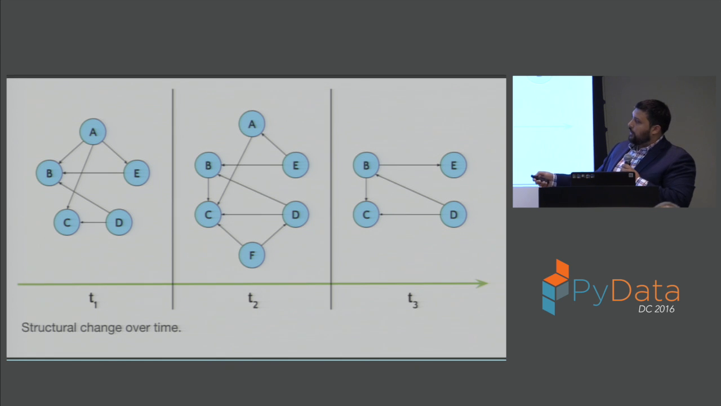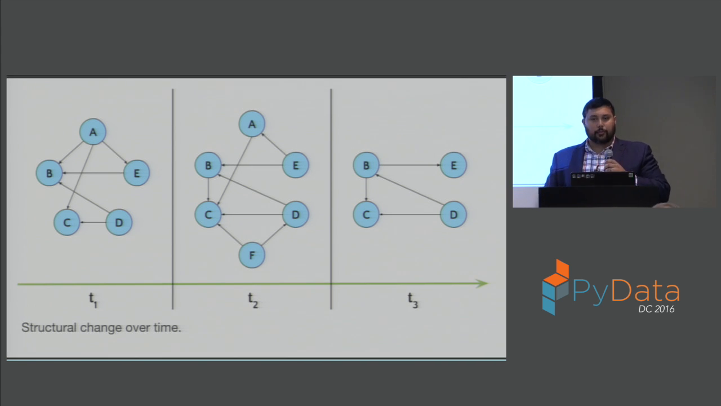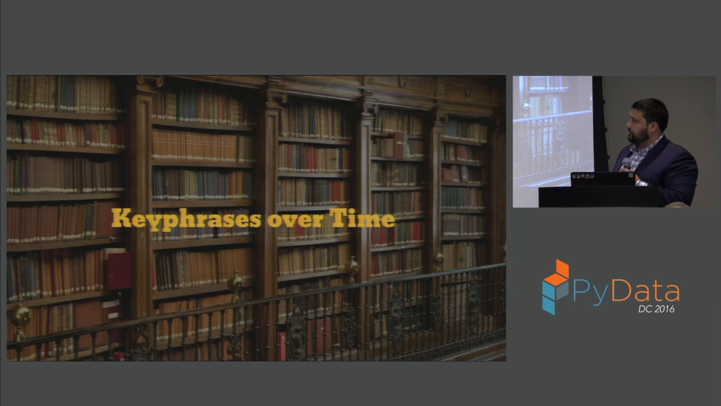What we're looking for here is what's different. Between T1 and T2, we've now added a node and some of our edges have changed. Between T2 and T3, you can see we've lost some nodes and our edges have changed. So we're going to look at the difference between additions and deletions.